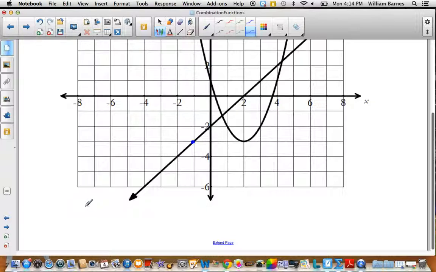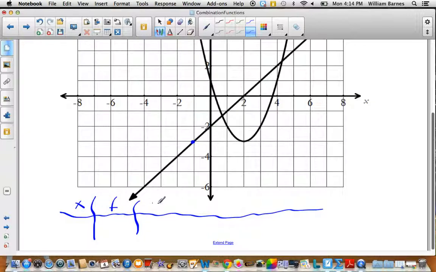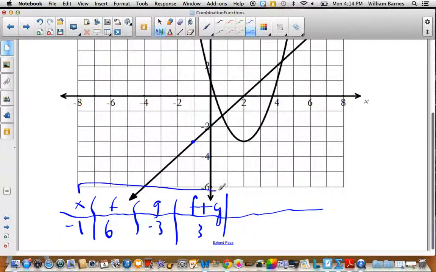So if I had a little chart here like this, I choose my x value, my f, my g, and my f plus g. So that will be my chart, and I choose a value for x, so now I'm choosing negative 1. And my f value is all the way up top, which is 6. My g value is negative 3. So therefore my f plus g value, I just add those two together, and I just get 3. So that's what I'd plot on the graph. Negative 1, and then 3. So that would give me what I put on the graph.